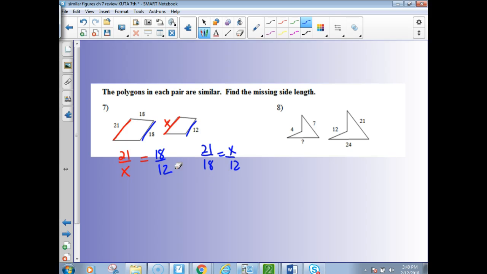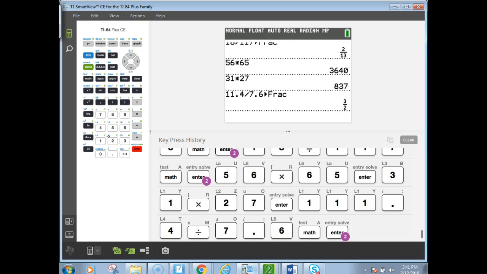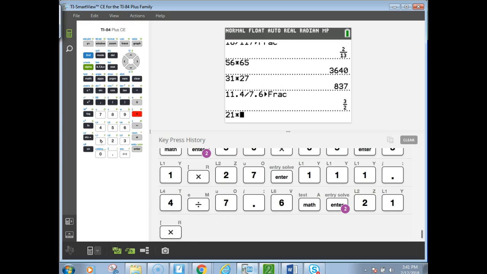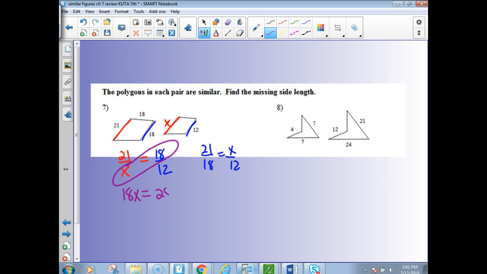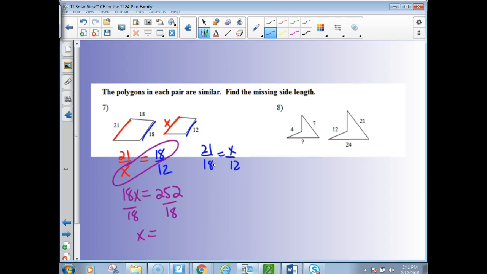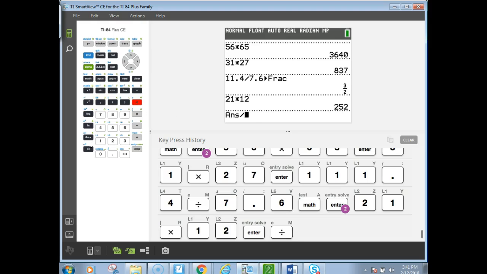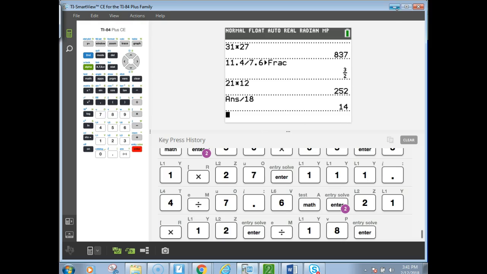Notice that you have 18 and X across from one another in the proportion. Cross multiply. 18 times X equals 21 times 12. I need to find out what that is. 252. And then I have to divide both sides by 18, but that's going to give me, grab your calculator again, 252 divided by 18. And that's 14.